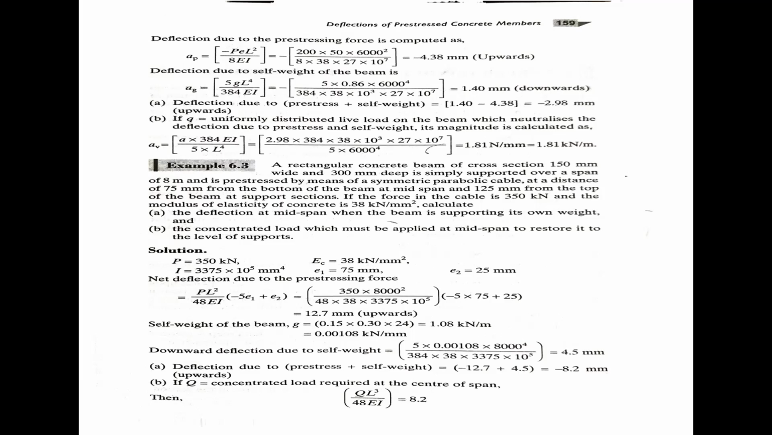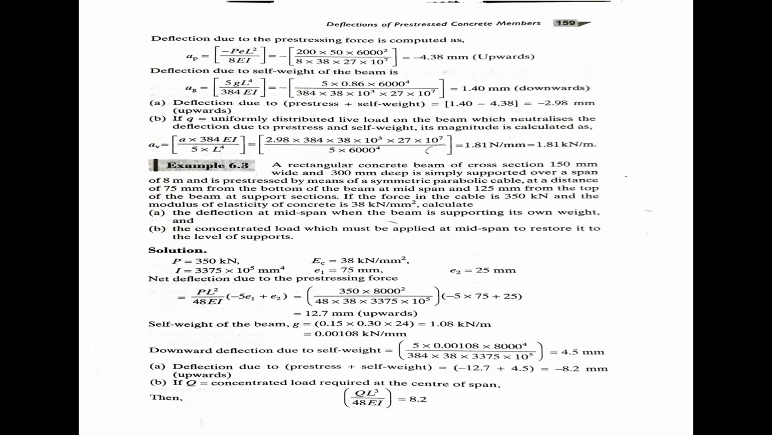Finally, for the given deflection, I have to calculate the live load. Finally, 1.81 Newton per mm, which converts to 1.81 kilonewton per meter. I have to calculate in this procedure.